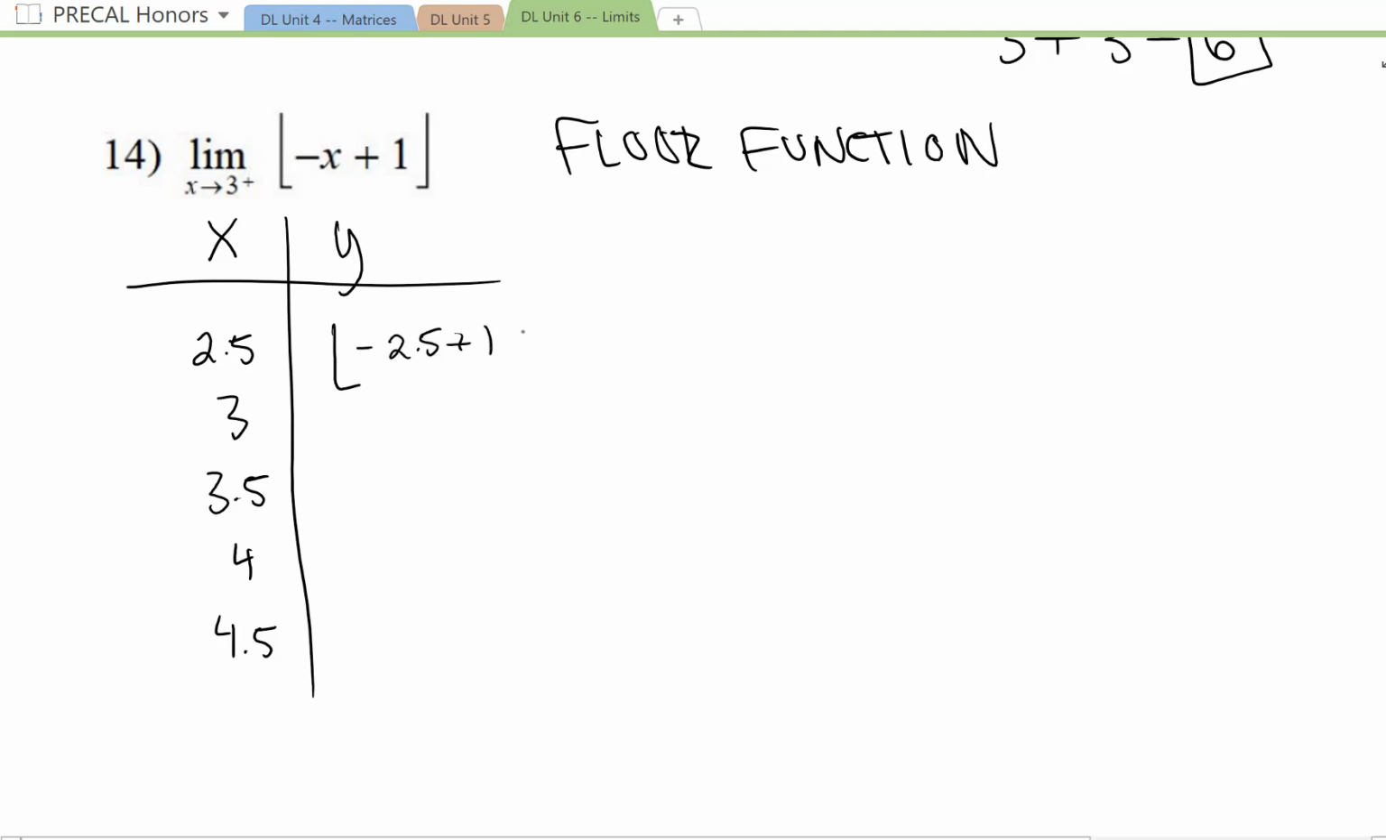Negative 2.5 plus 1, that is negative 1.5. Okay, what does the floor function mean? It means you return the integer that is less than or equal to the number inside here. So what integer is less than or equal to negative 1.5? That is negative 2.